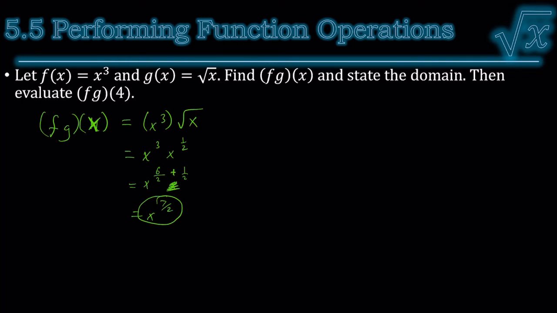And then we want to plug in a 4. So f times g of 4 will be 4 to the 7 halves. Let's see if we can do this on our own. Well, you can put it in the calculator. But remember, that's the index, so it could be the square root of 4 to the 7th power. Square root of 4 is 2. 2 to the 7th is 128.